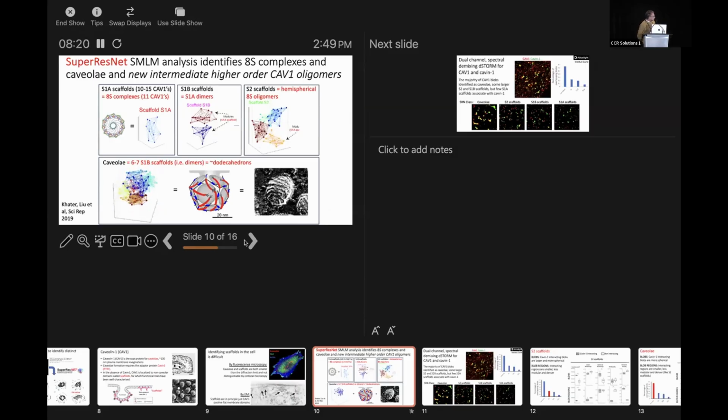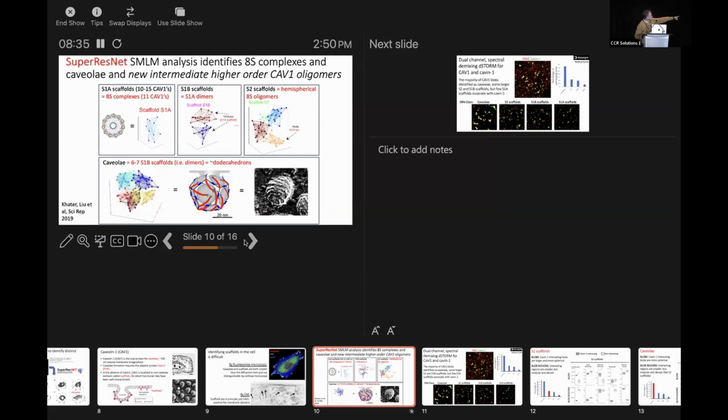We also identified S1B scaffolds, which are essentially dimers, and this is work also of somebody in the audience. So Vivian is here, and Kang is here somewhere, so I'm really happy to see you guys here too. I don't normally present with the people who have done the work in the audience, so that's pretty nice for me.